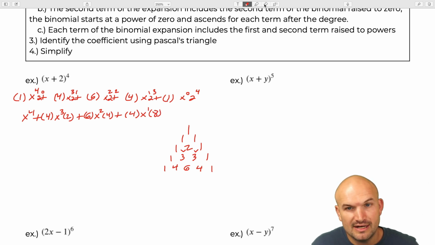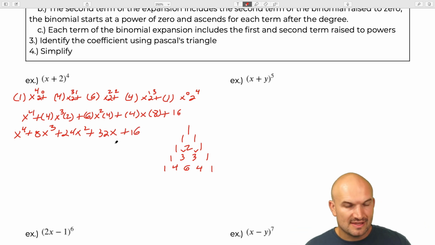So we don't really need to write an x cubed or x to the first, do we? And then plus 1 times x to the 0 times 2 to the fourth. Well, 2 to the fourth is 16, and x to the 0 is 1, so that's just 16. Now we can simplify this a little bit further. So this would be x to the fourth plus 8x cubed, 6 times 4 is 24, x squared, and then plus 32x plus 16.